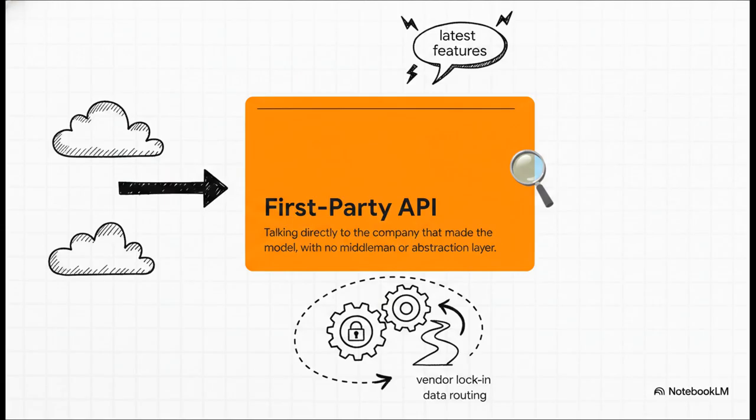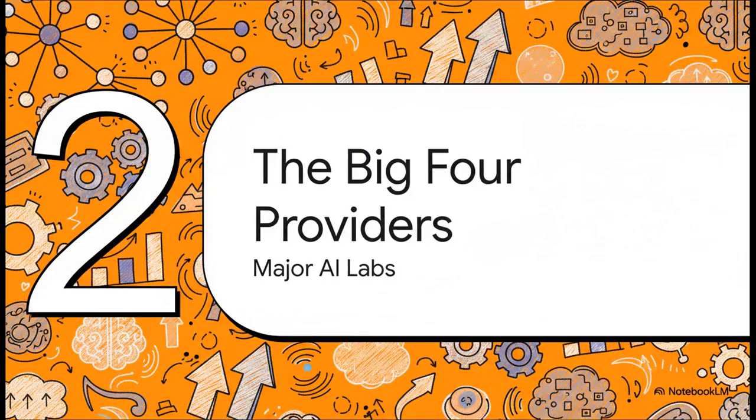But we have to be honest about the trade-offs here. You are tying yourself into one specific vendor's API shape, which risks vendor lock-in. Plus, you've got to remember that your data is routing straight through that specific third party's infrastructure on every single call. Section 2. The Big Four Providers.